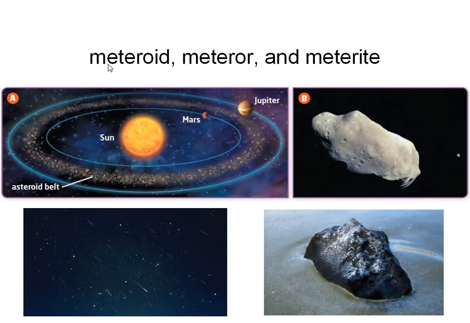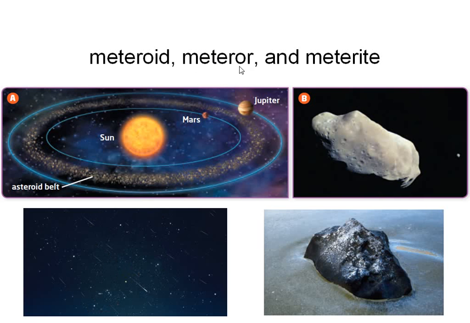Then meteoroid. What is a meteoroid? A meteoroid is a rock in the solar system that is flying randomly. If a meteoroid is moving toward our Earth, and when it comes into the atmosphere, then you see the shooting stars. These shooting stars are called meteors.